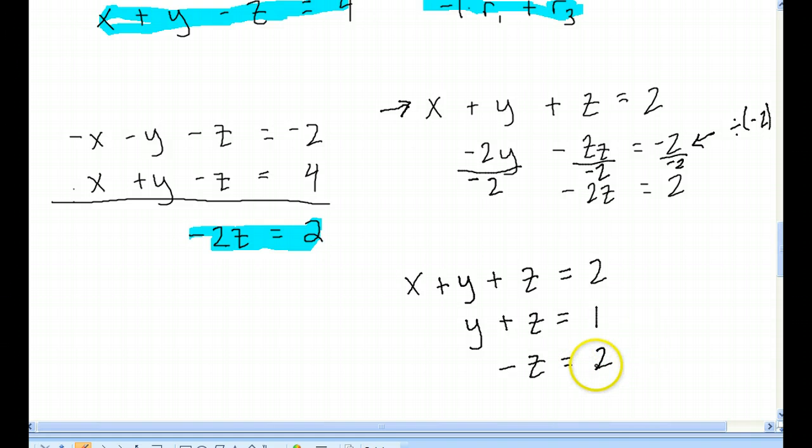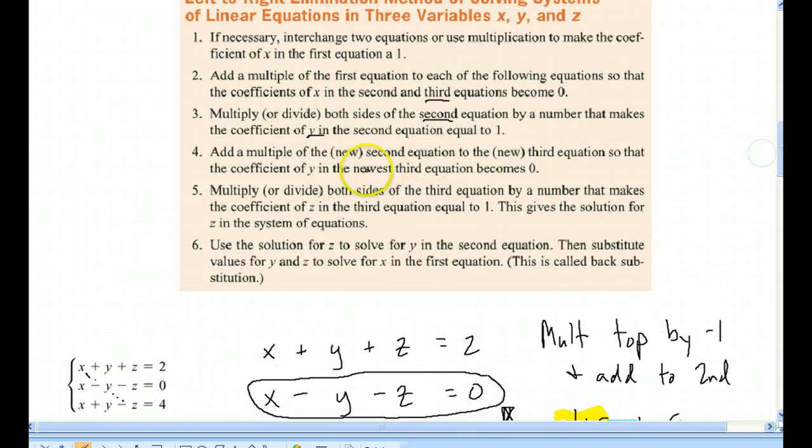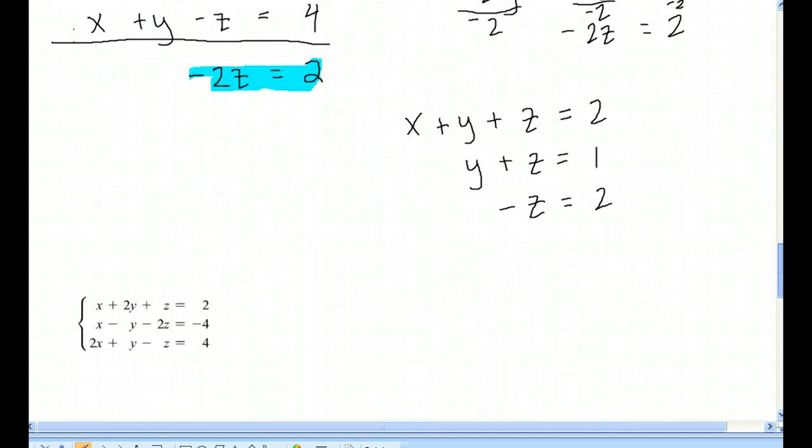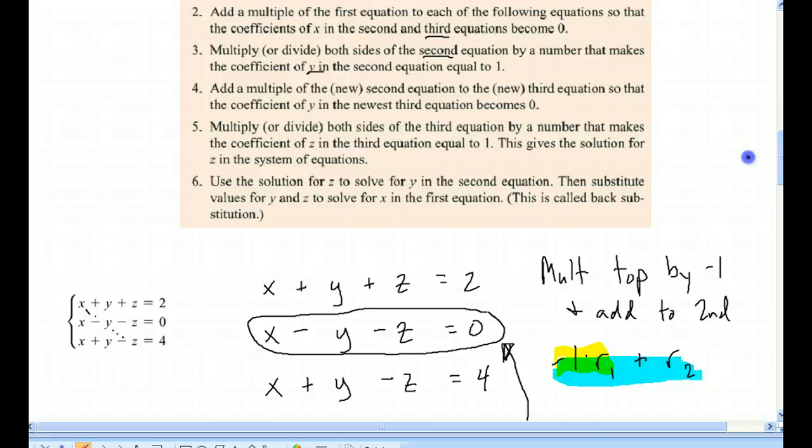Now notice what the next step would be after that: add a multiple of the new second equation to the new third equation so that the coefficient of y in the newest third equation becomes 0. Meaning zero out below this y. Well, it's already zeroed out. It canceled out in the last step. So we're actually done with this step. So that one's done as well.